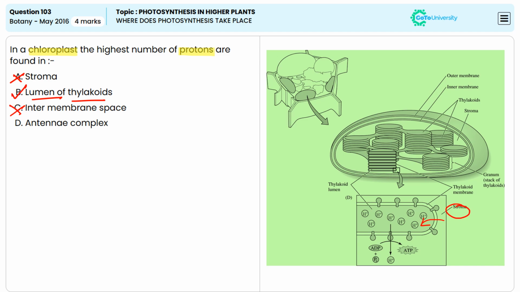So C is incorrect. And D, antenna complex. This refers to the light harvesting complex which captures the light energy and transfers it to the reaction center in photosystem complexes. And it does not directly influence the proton gradient. So this is also incorrect. The answer is option B.